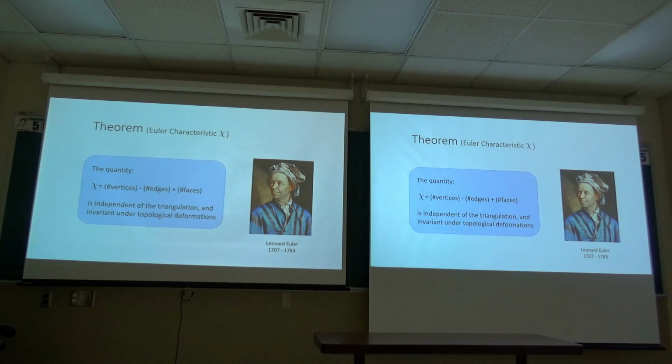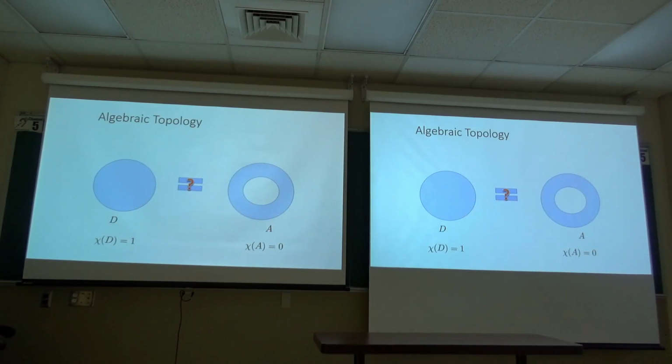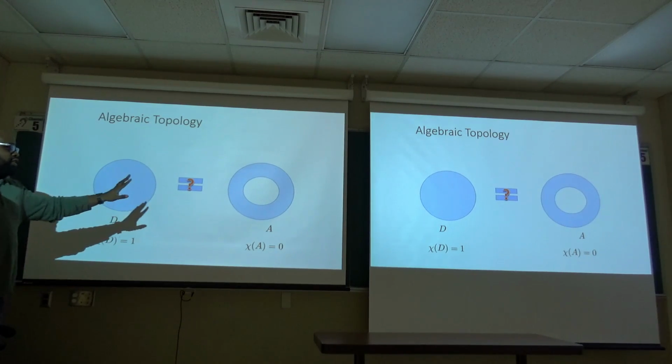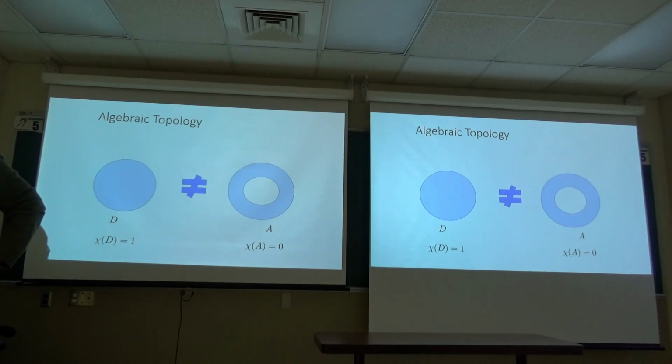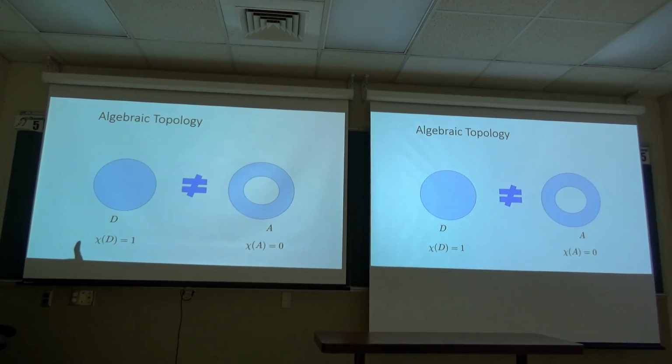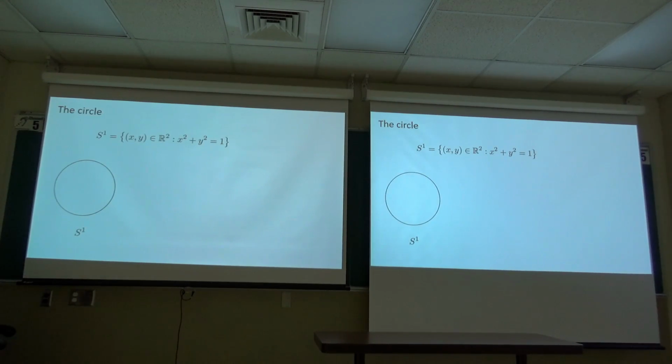That's the first part of the theorem. And the second part of the theorem is that the number does not change under topological deformations, okay? So it gives you a way to test whether two spaces are different, right? In particular, since this has Euler characteristic 1 and that has Euler characteristic 0, these two spaces cannot be topologically equivalent, okay? So that's the simple idea behind topology: you have shapes, you want to understand whether or not they're similar, and what you do is you compute invariants which do not change under deformations, okay? Let me give you a couple more examples.